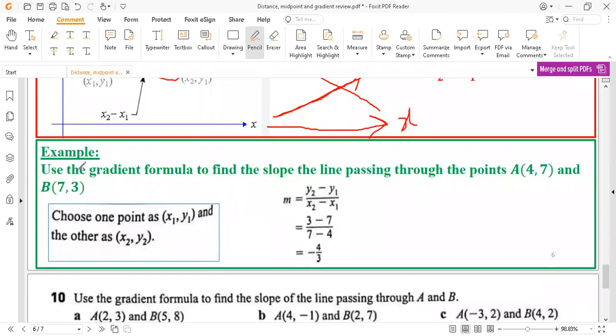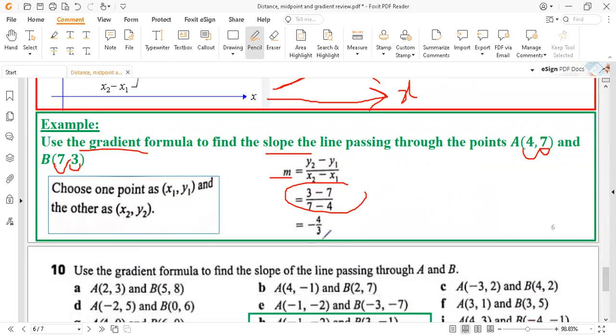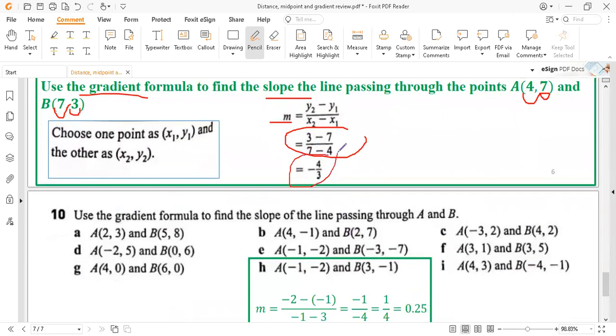So get it? In this example, they ask us to use the gradient formula to find the slope. So the slope is the gradient passing through the points A and B. So normally m equals (y2 minus y1) over (x2 minus x1). We can start with the point B: (3 minus 7) over (7 minus 4). 3 minus 7 is minus 4, and 7 minus 4 is 3, and so we obtain as the gradient minus 4 over 3. When the gradient is negative, the straight line is decreasing.